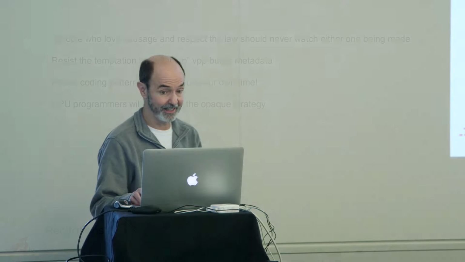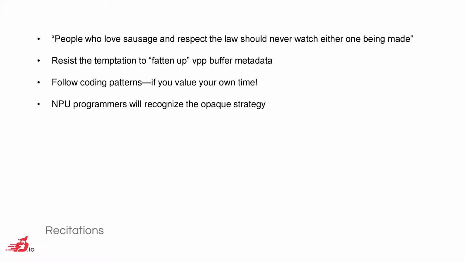The way things are currently structured, you're not going to have to do any extra prefetching to get buffer metadata, and you want to keep it that way. Following the coding patterns, you can make yourself really sad by doing silly things here. And the per buffer opaque strategy, folks are absolutely going to recognize. I have some ideas how to make that a little bit more bulletproof, which we can maybe talk about.